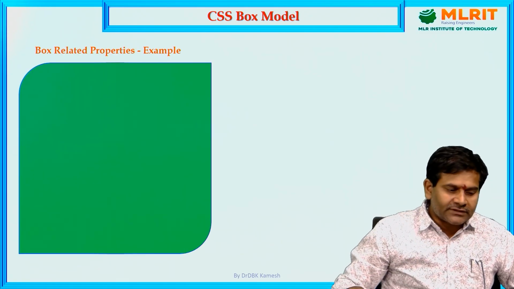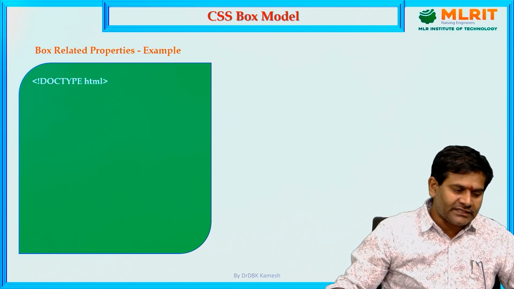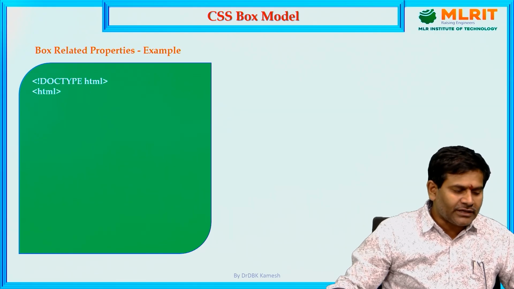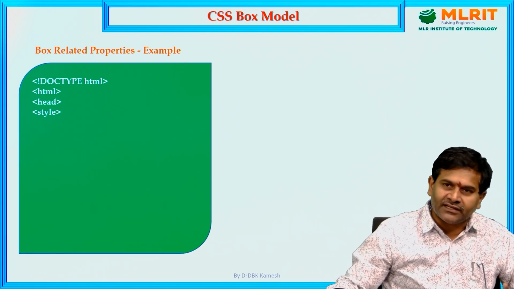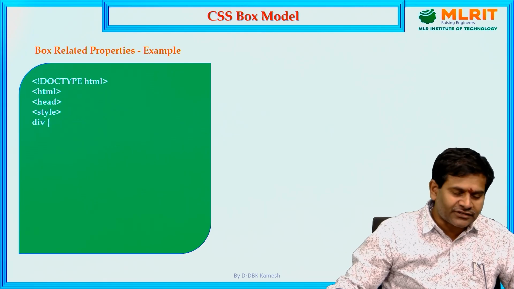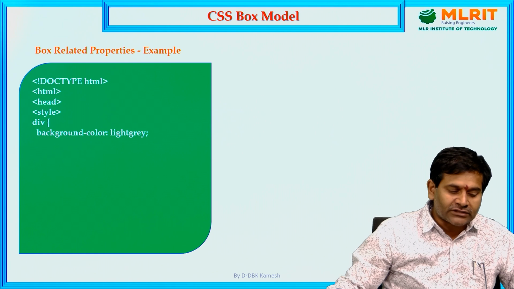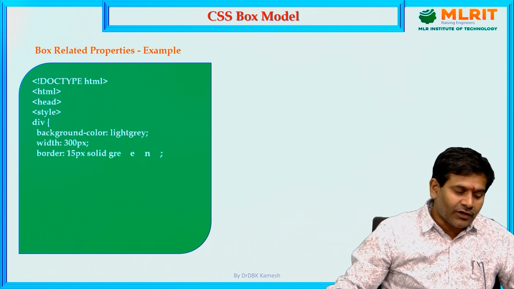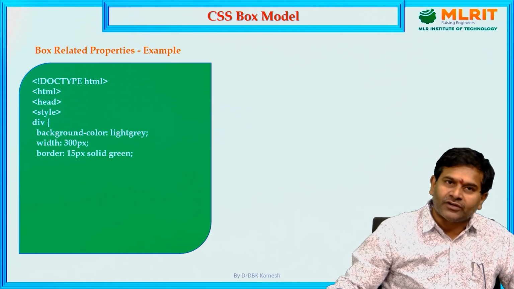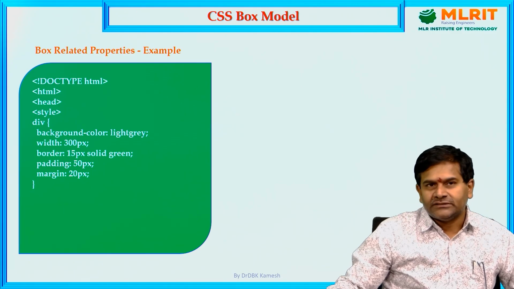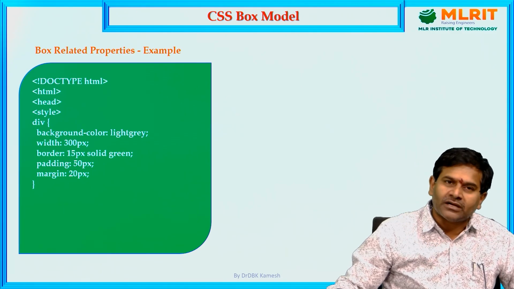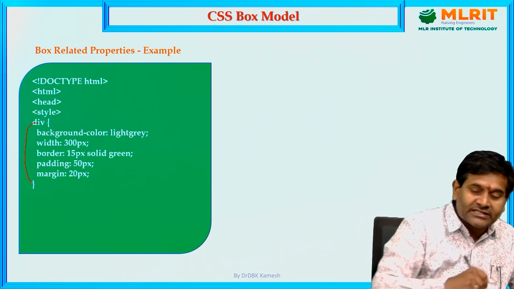Now let us see how to write a program. We need the HTML document type, then the head section. In the head section, we need to incorporate an internal style. In this division, the background color is light gray. Then width 300 pixels, followed by border of 15 pixels solid green. Then padding space of 50 pixels, then margin space of 20 pixels. Then the division block is completed. So here is the division selector.